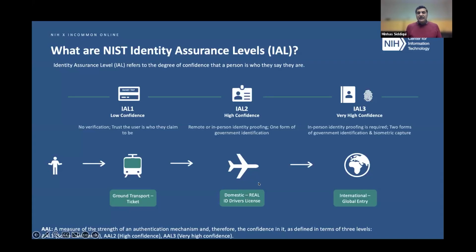Just to clarify, IAL is different from AAL, or authentication assurance level. IAL is about who you are and how that was verified. AAL is about how you authenticate, such as passwords, MFA, or biometrics. Both work together, but they address different aspects of identity trust.